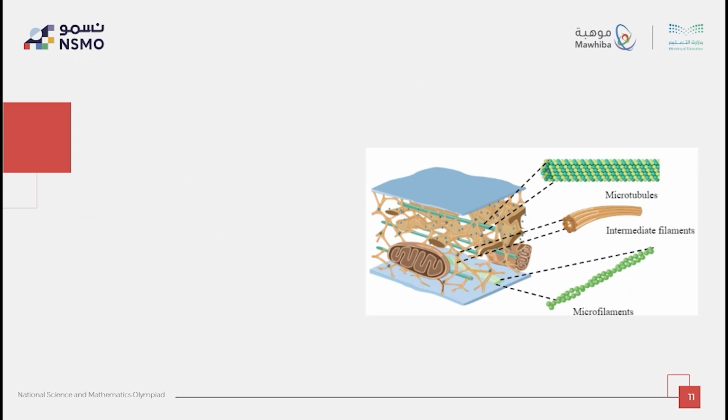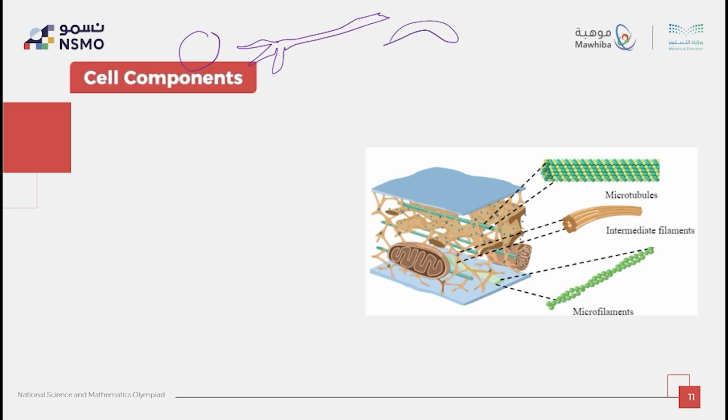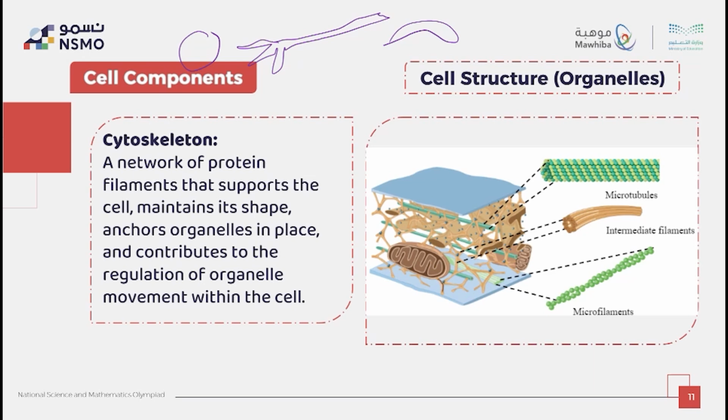Did you wonder before why red blood cells have this shape? Why does the nerve cell have this shape? Why does the muscle cell have this shape? All of that is because of what we call the cytoskeleton. So the cytoskeleton is a network of protein. It's made of protein filaments that maintain the cell's shape and regulate its movement.